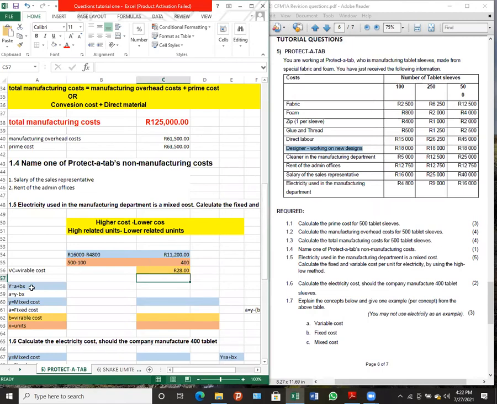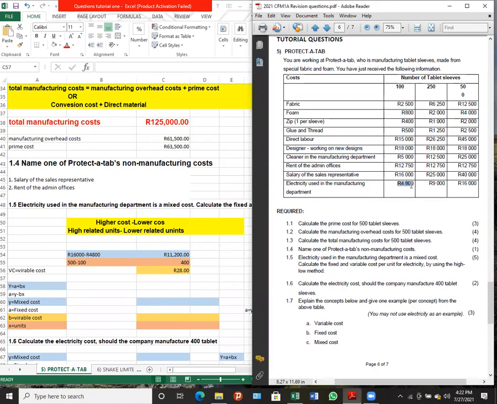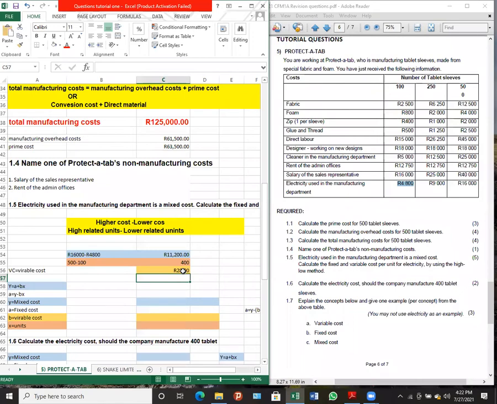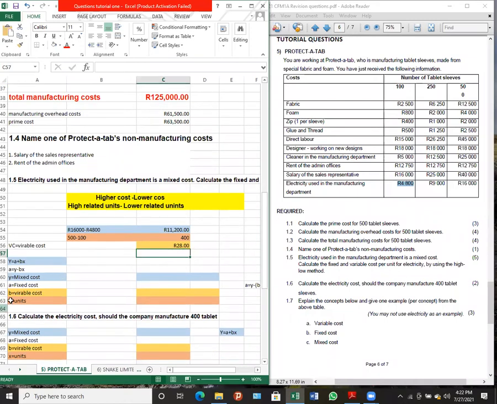And here, guys, we've been given the formula: Y equals A plus B times X. Our Y represents our mixed cost. This amount is our mixed cost, our Y. And the 28 rand is our B, which is the variable cost per unit. Are we together? And then X represents our units.